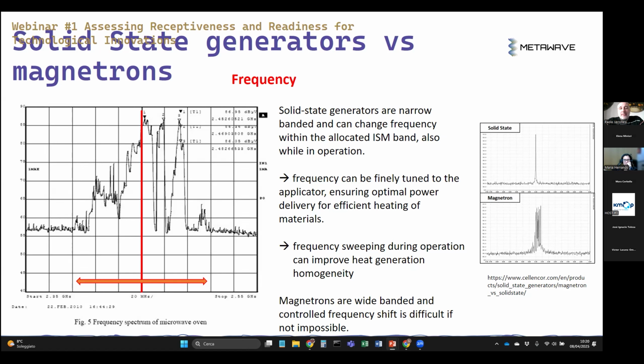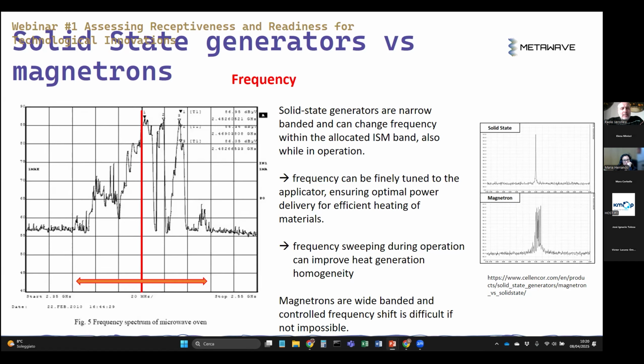That means that we can shift frequency. So the red line that you see in the picture on the left can be shifted rightwards or leftwards, so to higher or lower frequencies, depending on some requirements that we have. For instance, maximizing efficiency or generating specific heating patterns. And this is practically not feasible with magnetrons, so it's a huge advantage.